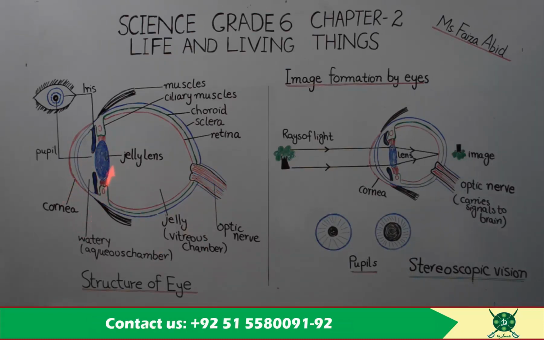Then we have a biconvex lens inside our eyes. The lens, which is thick at the middle and thinner at the edges, is known as a convex lens. So we have a convex lens as it forms a real image.